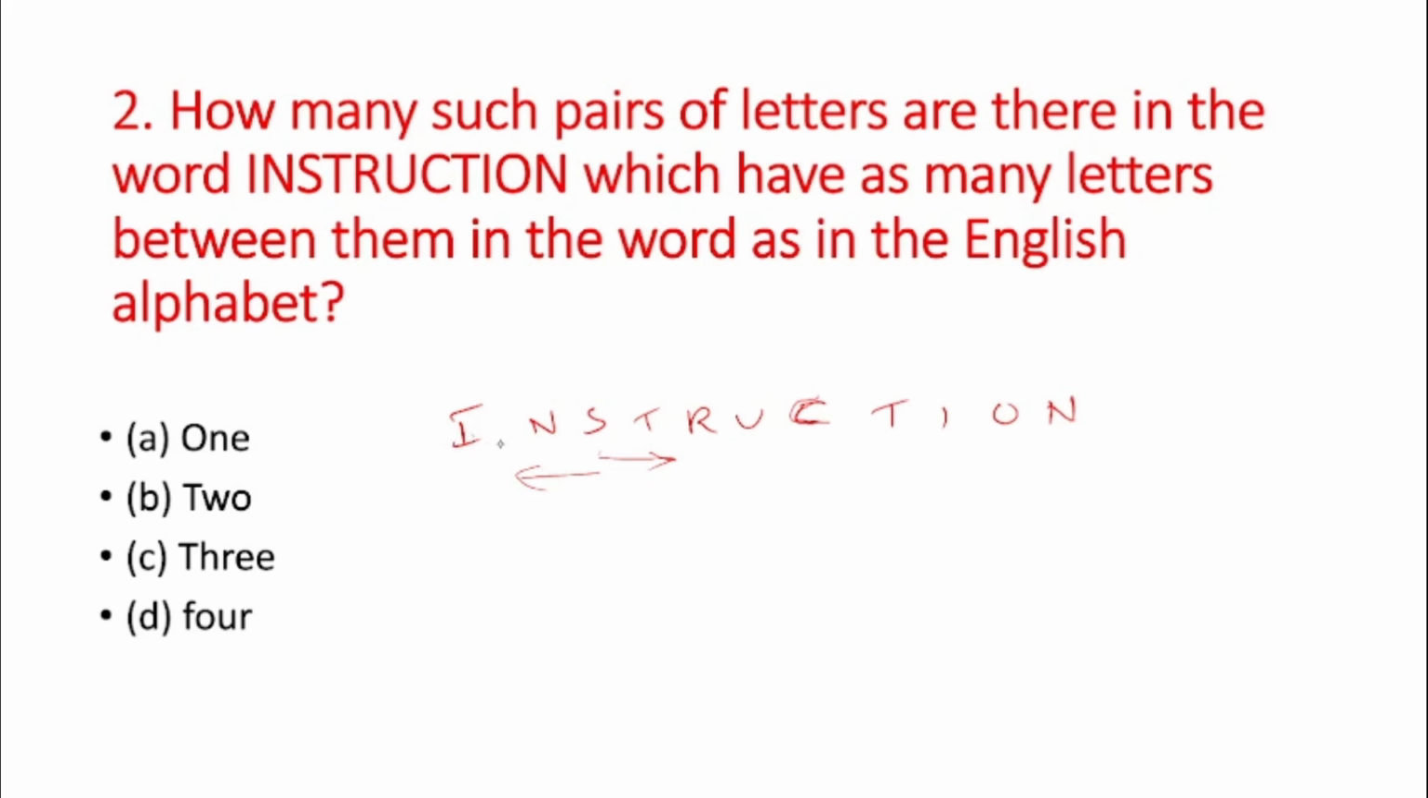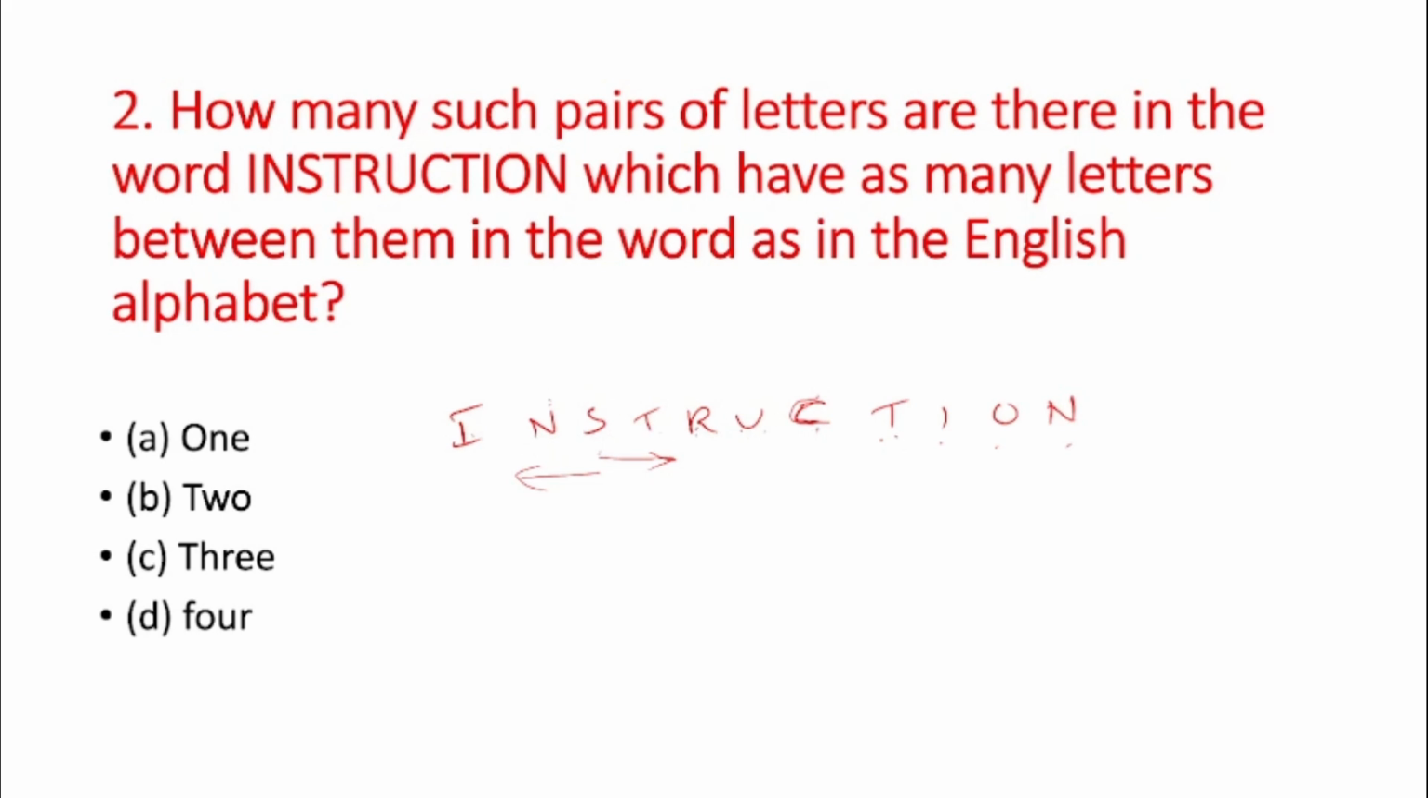What comes after I? J, K, L, M, N, O, P, Q, R, S. Okay, so nothing has matched, right? Let's move on to the second letter, N. M, N, O, P, Q, R, S, T.